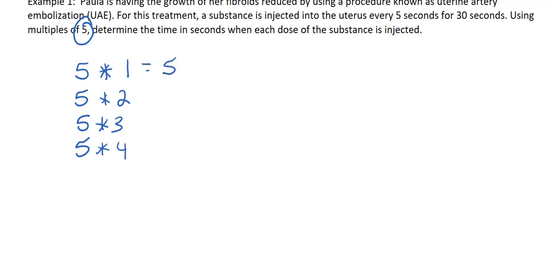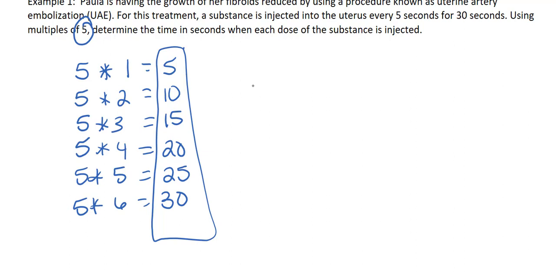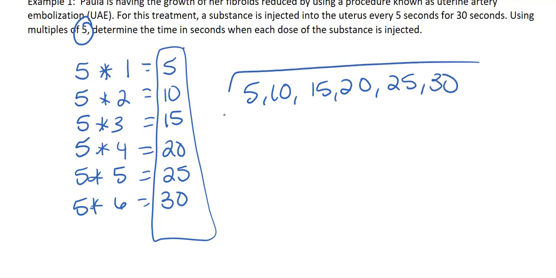So 5 times 1, that's 5, 5 times 2 is 10, 5 times 3 is 15, 5 times 4 is 20, so we need to keep going. So we have 5 times 5, so that's 25, and then 5 times 6, and that's 30. So when we look at multiples, we mean these numbers: 5, 10, 15, 20, 25, and 30. So those are our multiples there.